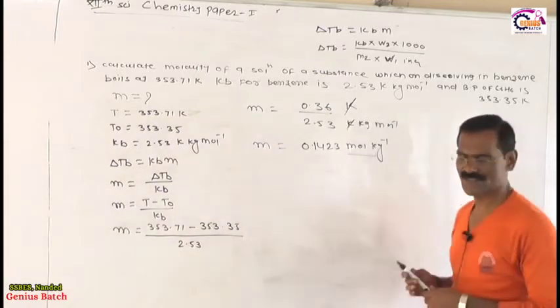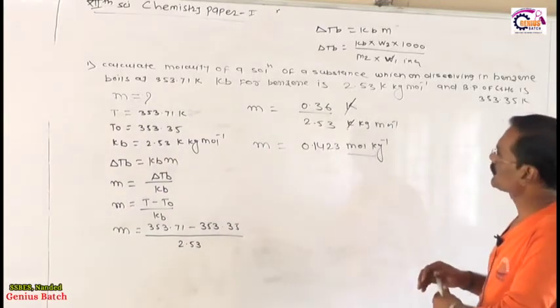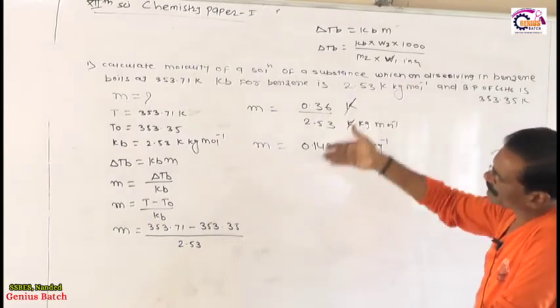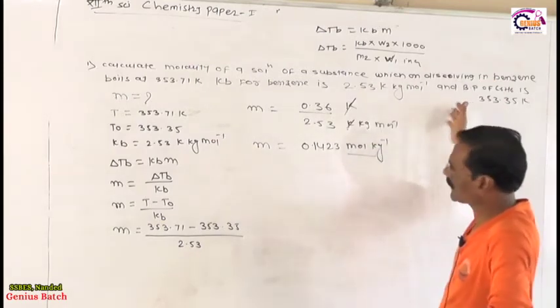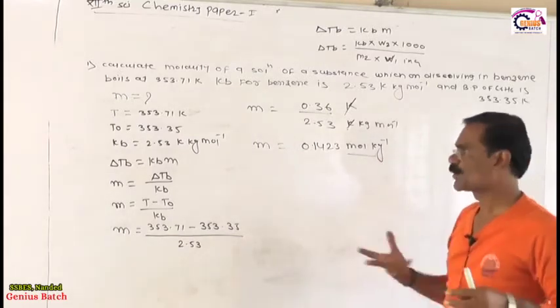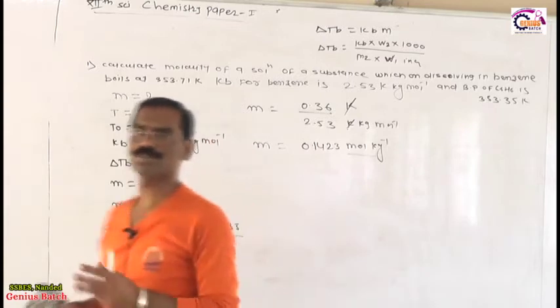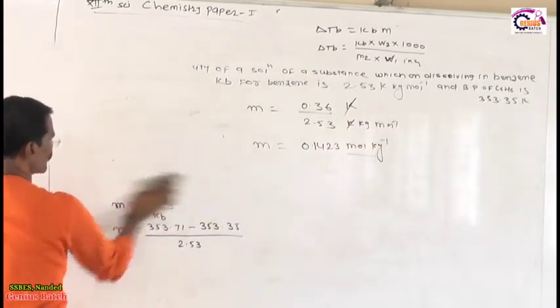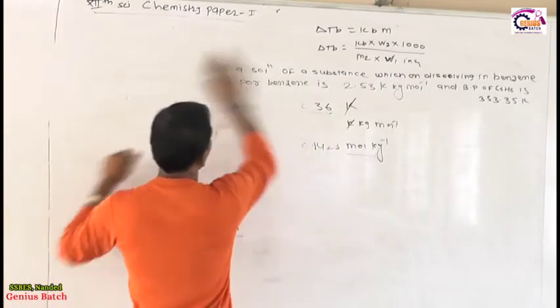My friends, this is a very simple problem. By using this, we calculate the molality. Everything is given in the problem. Just put the value of the given quantities in your formula, and finally you get the answer very easily. Now, we are moving toward the second problem. Write it down in your notebook, which is related to this concept.